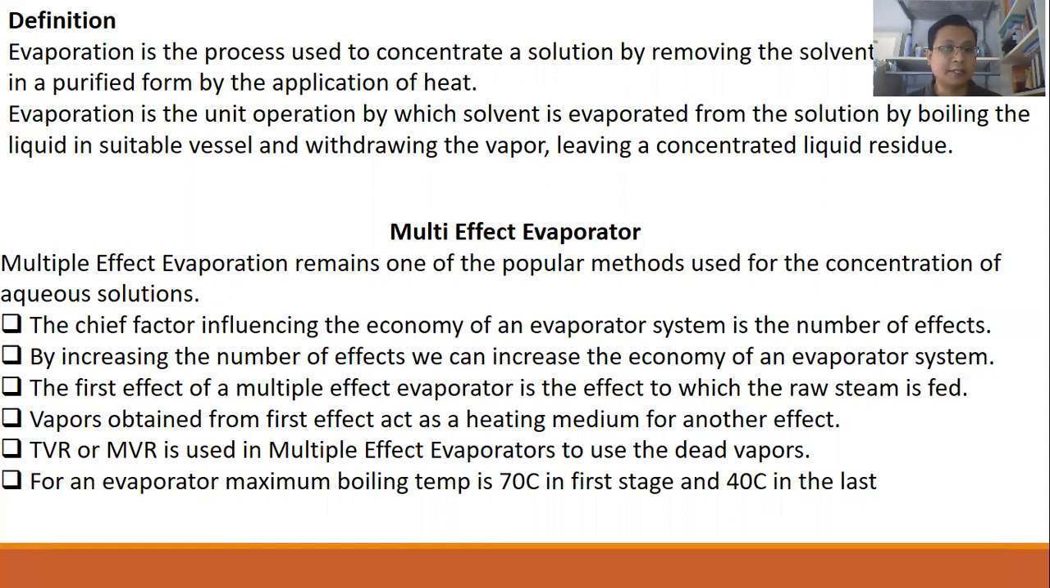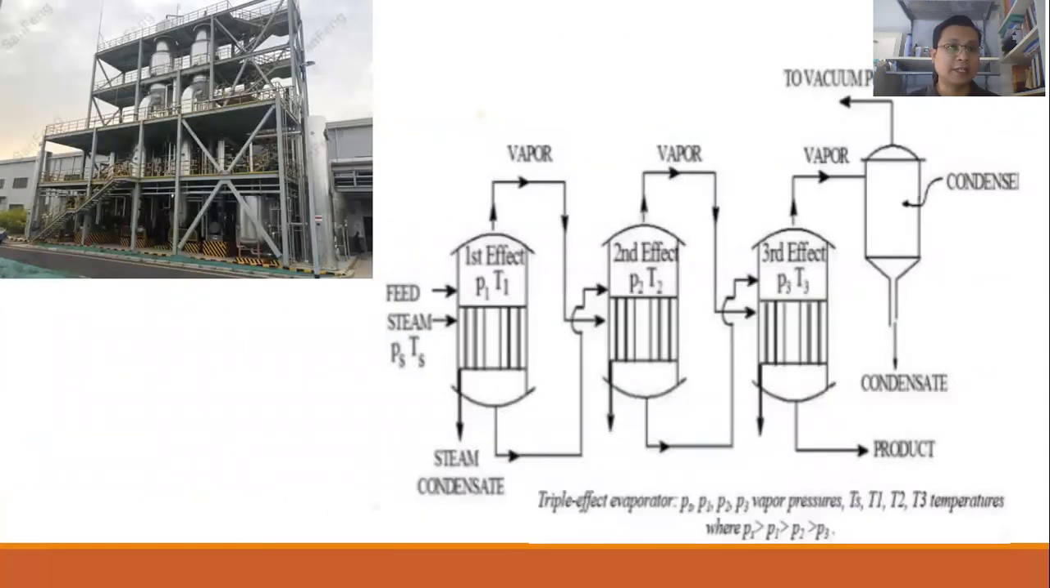And for an evaporator, the maximum boiling temperature is 70 degrees Celsius in the first stage, and then 40 degrees Celsius in the last stage. So we can reduce the temperature. It's not once, maybe more than once, so we can get more efficiency by reducing the temperature. So it's the structure itself, how we develop the multi evaporator system.